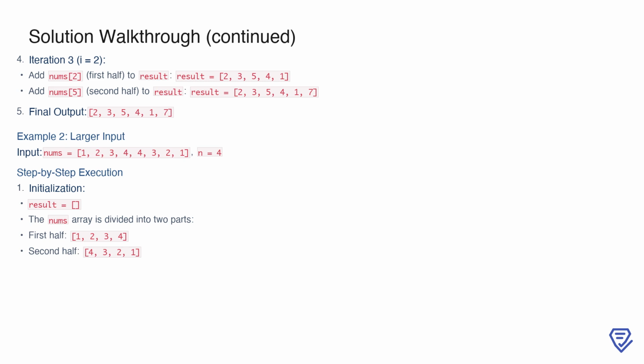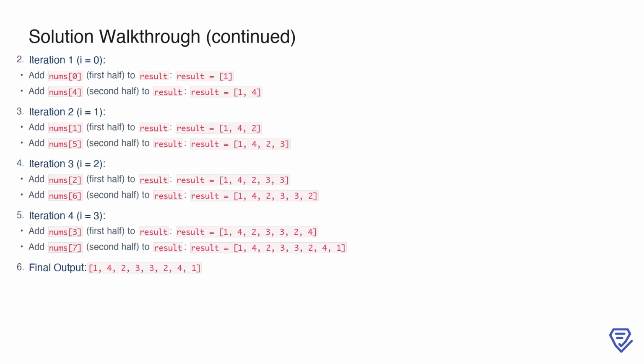Now, let's examine a larger input to reinforce the process. The input array is nums equals 1, 2, 3, 4, 4, 3, 2, 1, and n equals 4. Again, we start by initializing an empty result list. The nums array is divided into two parts. The first half is 1, 2, 3, 4, and the second half is 4, 3, 2, 1. This sets up the two halves for the shuffle process.